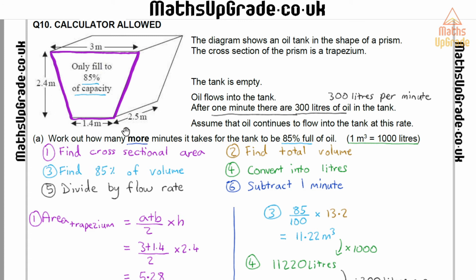First of all, I'm going to find the cross-sectional area. In other words, the area of this trapezium. This trapezium goes all the way through the shape. So once I've found this cross-sectional area, I can then find the volume of this entire tank. Once I've found the total volume, I can then find 85% of it, since that's what I need to see when it's full. Then I can convert that into litres. I can then divide that by the flow rate, which is quoted in litres. And then I can remember to subtract that 1 minute, since 1 minute has already flown into that tank. So let's do that now.